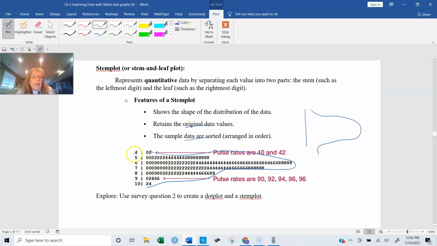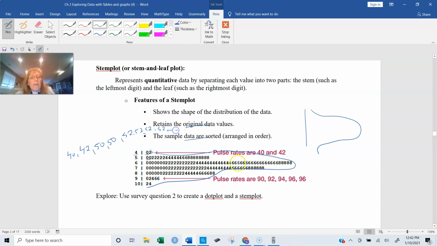So when we look at this, this is the 4 where we're starting. So my first data is 40, like we had before. Our next point is 42, like we had before. Then we continue. I have two 50s. And if you look, we then have 5 52s. It's the same data set, just arranged differently.